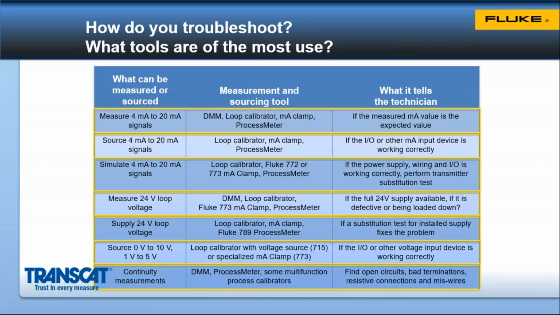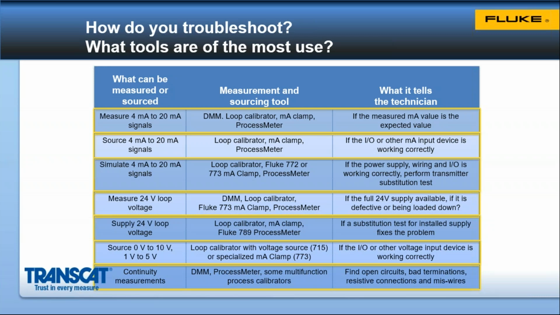So let's think about the tools that can be used and what can be measured in a control loop and what the information or the measurements tell a technician troubleshooting a loop. Obviously, measuring the 4 to 20 milliamp signals, there are a host of tools that can measure a 4 to 20 milliamp signal. It could be a digital multimeter, a loop calibrator, a milliamp clamp, or a process meter.